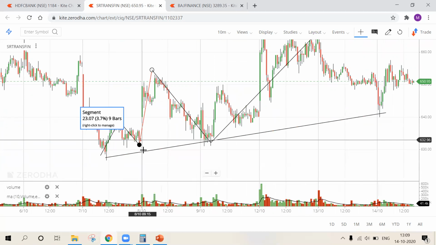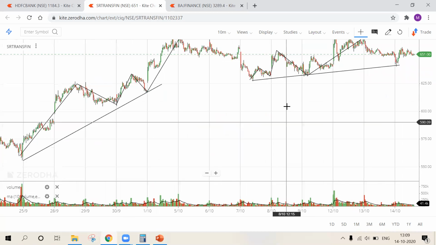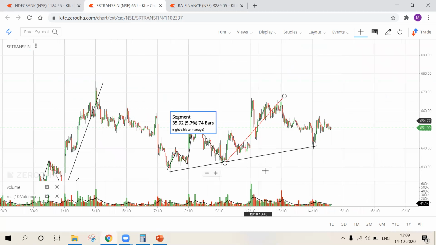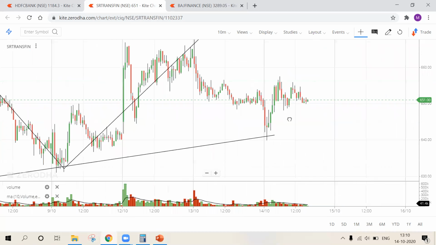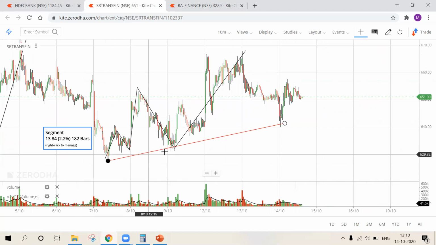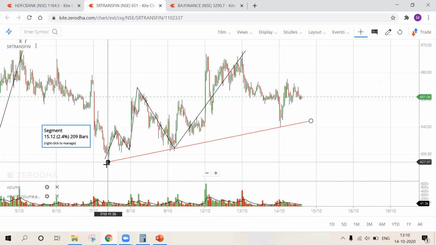See, this is the first rejection, this is the second rejection, this is the third rejection. Look at the movement after the third rejection. All right, we have got a trade opportunity here. See, this is a trend line. You can apply a price action strategy here.